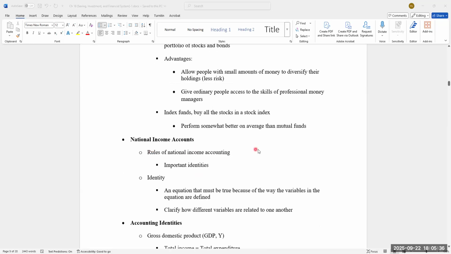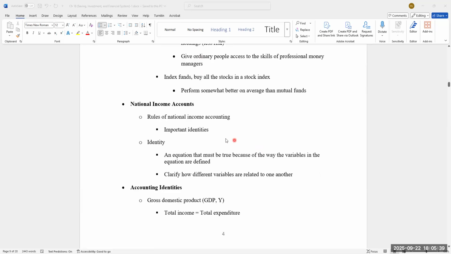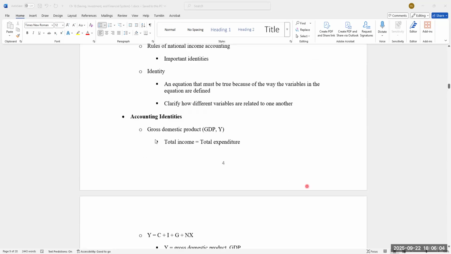All right. National income accounting. What is that? The rule of national income accounting. It's an important identity. What is an identity? An equation that must be true because of the way the variables in the equation are defined. An identity is just a true equation. It always is true. All right, so let's go to this accounting identity.